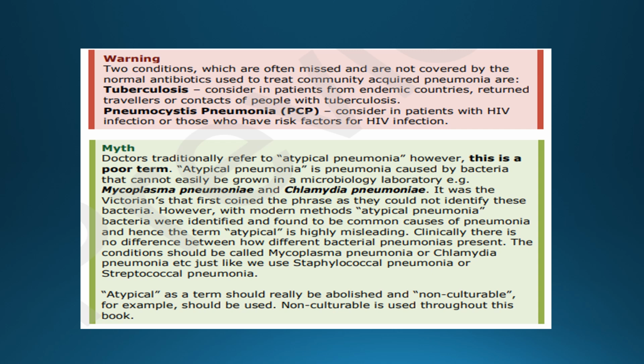Clinically, there is no difference in how different bacterial pneumonias present. The condition could be called Mycoplasma pneumonia or chlamydia pneumonia, but not atypical pneumonia, just like we have the terms staphylococcal pneumonia or streptococcal pneumonia. Atypical as a term should really be abolished, and non-culturable, for example, should be used.